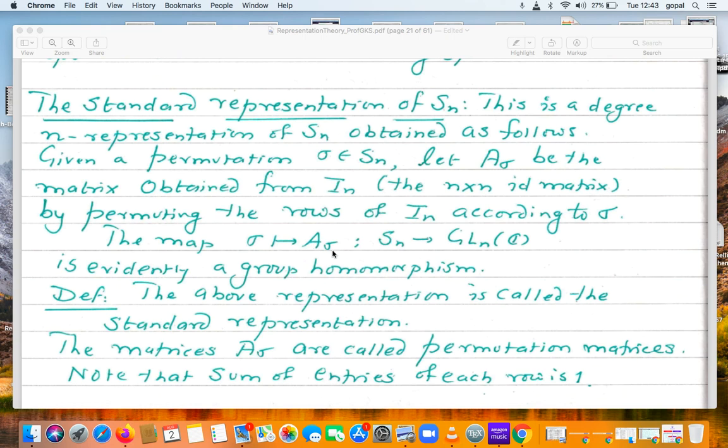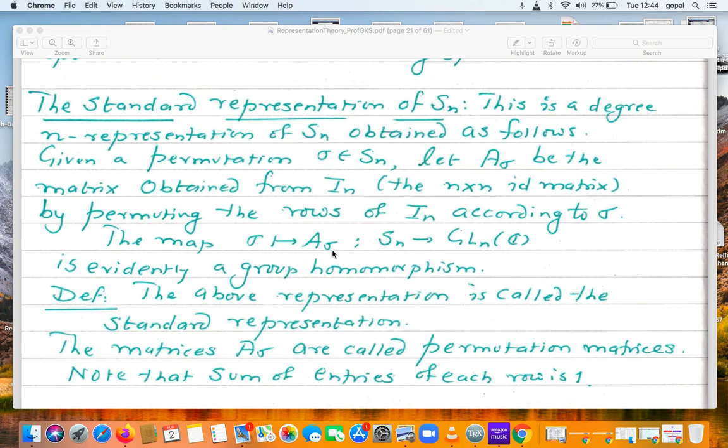This map sigma going to A sigma gives you a representation of Sn. This is called the standard representation. But this standard representation will have the property that all these matrices A sigma, when you take an identity matrix and you permute the columns, no matter how you permute the columns, every row must have one in exactly one place. So the column vector 1 1 1 1 1 will be a common eigenvector for all of them.